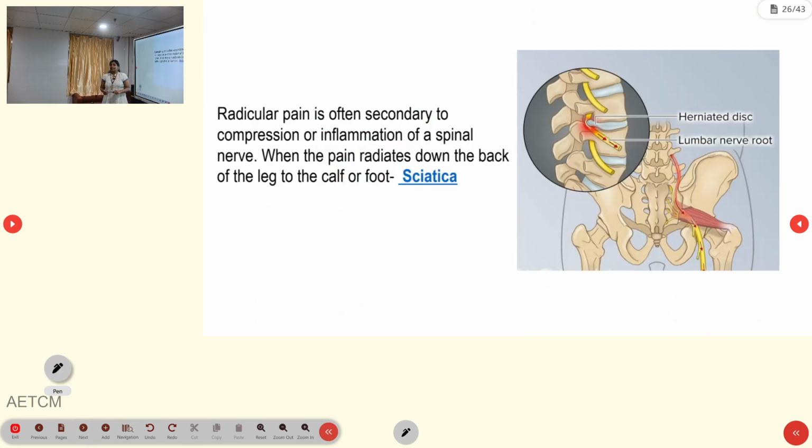Radicular pain is often secondary to a compression or inflammation of the spinal nerve. So when the pain radiates down to the back of the leg or to the calf or foot, it is called sciatica.